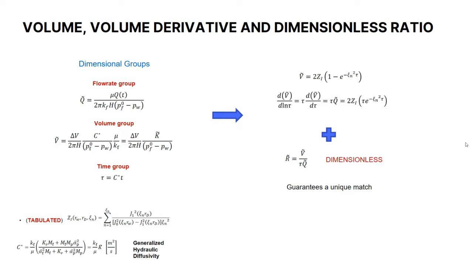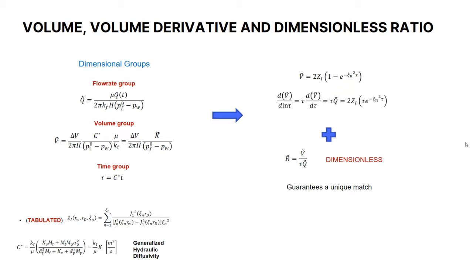And this is all borrowed from well testing concepts. So it's nothing new to the oil industry. We just use best practice in well testing and apply it to diagnose wellbore breathing. And then we take the ratio of these two groups to actually guarantee uniqueness of the match. And so with the volume groups and the time group, we can finally build our type curves.